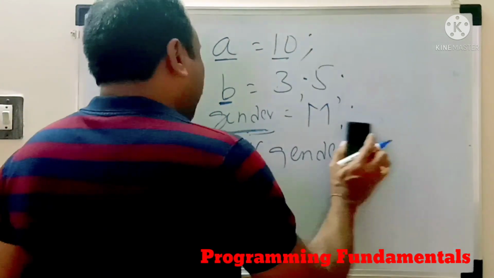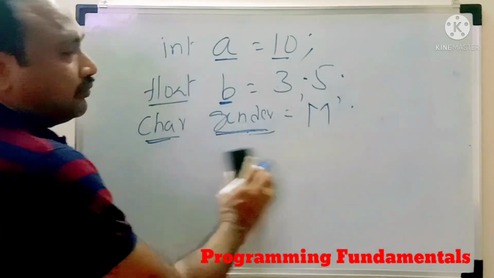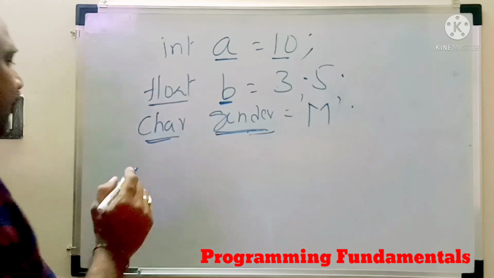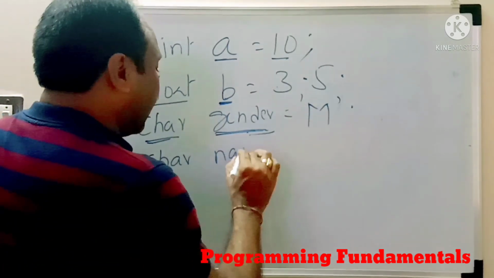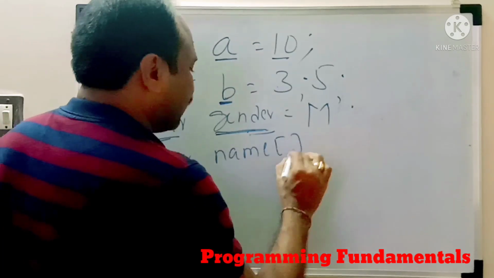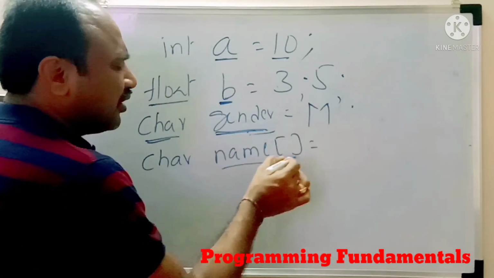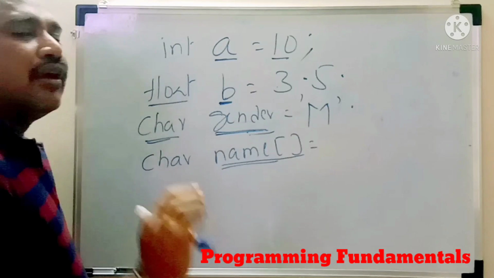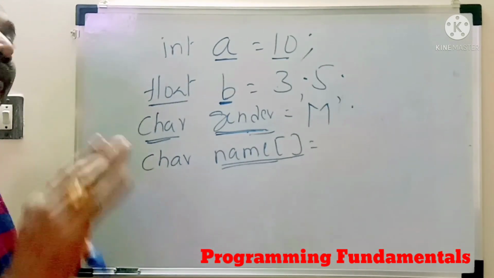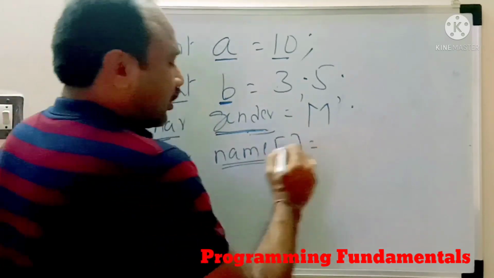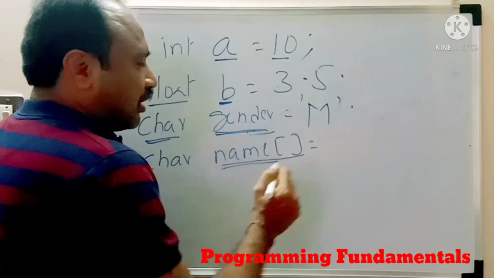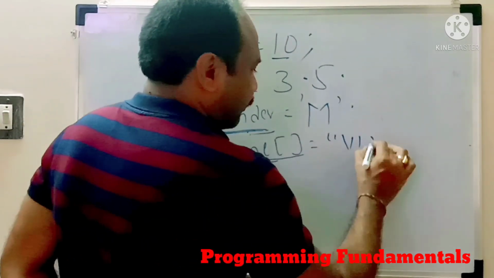In the same way, puts. Puts is used to display a string. For example, I want to take my name: char name. Actually, we have to take them like this. These are referred to as strings. Actually, this concept is the array concept, but for understanding, I am telling. In coming videos, I will explain arrays clearly. Okay, name. That means I want to take my name. My name is Vijay.